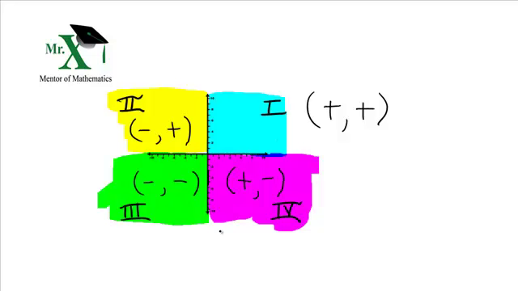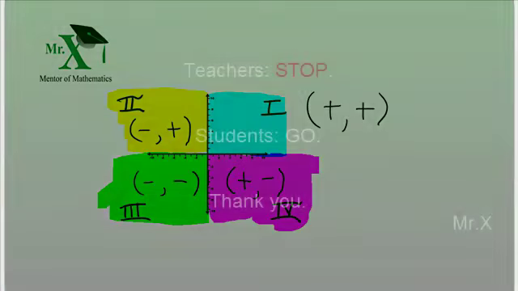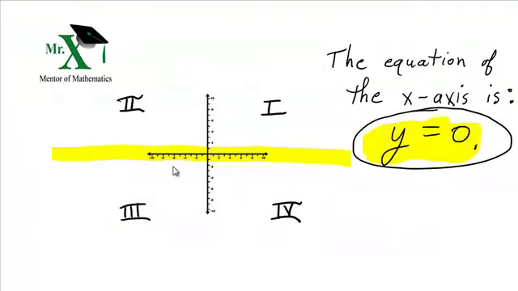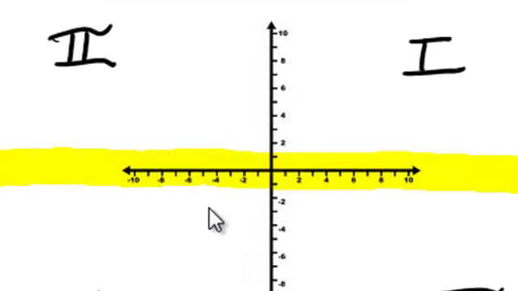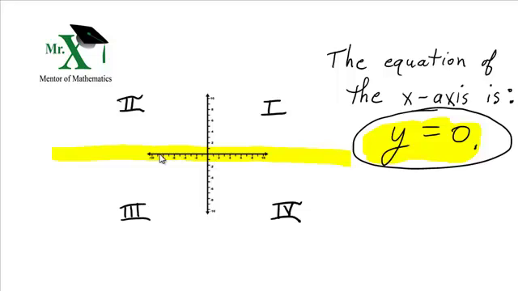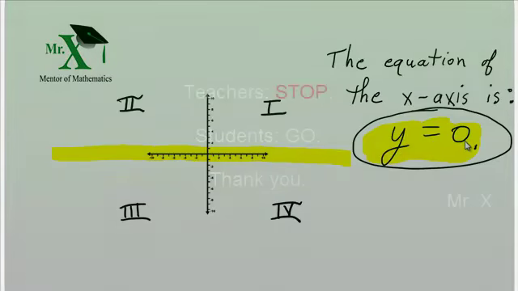Now, do you know the equations of the axes? Go ahead and write the equations of the x-axis and the y-axis. What are their equations? What's the equation of the x-axis? Y equals 0. Everywhere on the x-axis, the value of y is 0. This is the point negative 10, 0, negative 2, 0, 0, 0 is the origin, 4, 0, 6, 0, 8, 0, 10, 0. Y is 0 everywhere on the x-axis. So the equation of the x-axis is y equals 0.